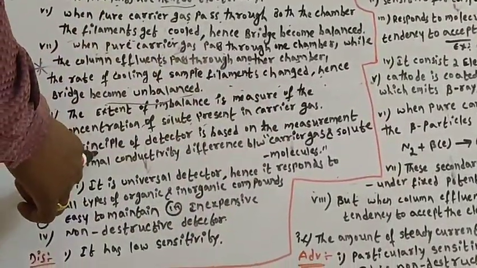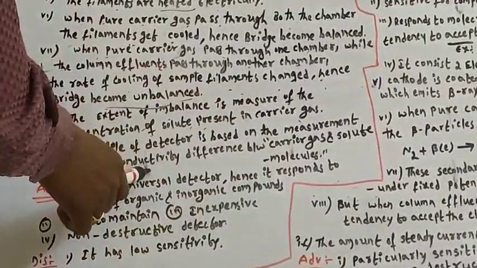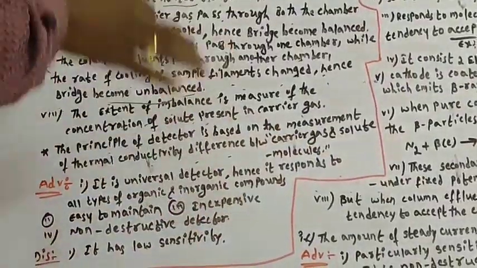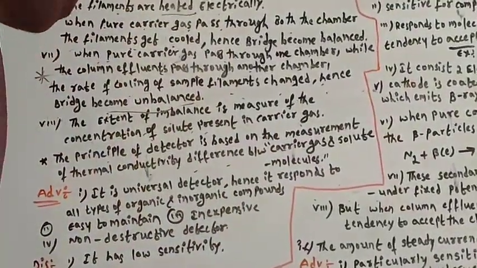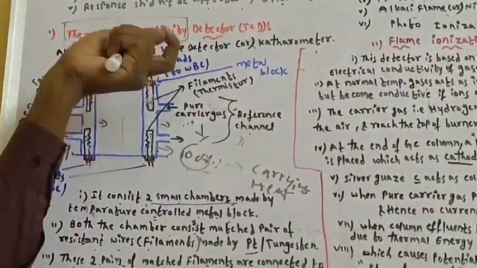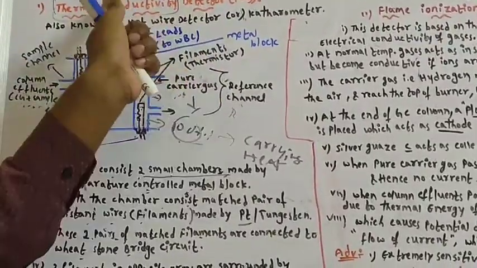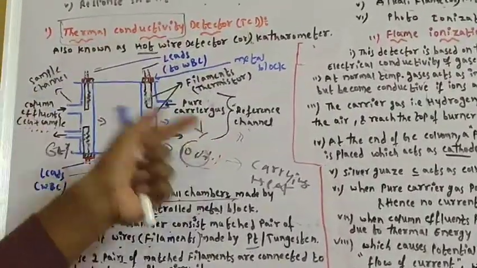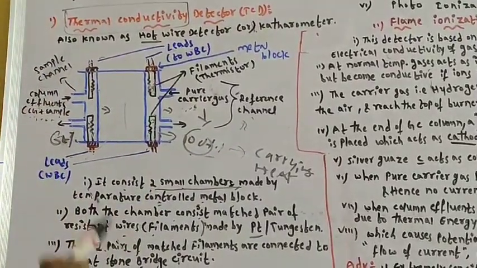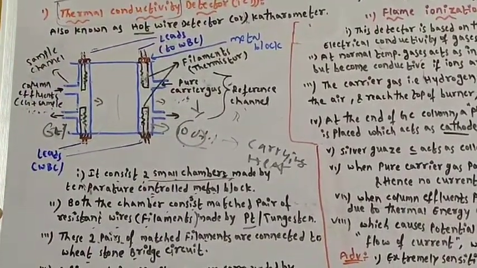So the principle of the detector is based upon measurement of thermal conductivity difference between carrier gas and solute molecule. The name itself indicates it: thermal conductivity detector means the principle is based upon the thermal conductivity difference between carrier gas and solute molecule. Based on that, we identify the solute molecules present in the carrier gas. This is about the TCD.